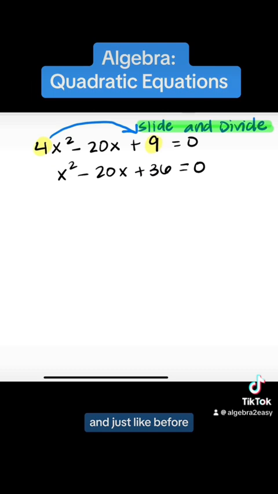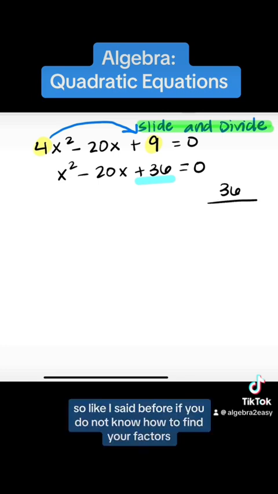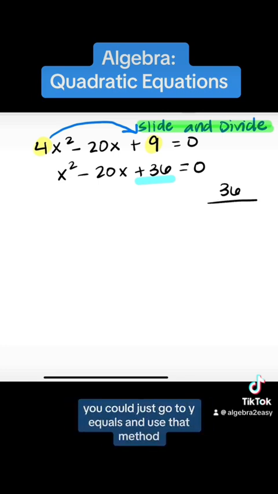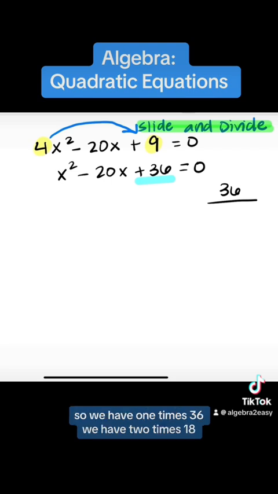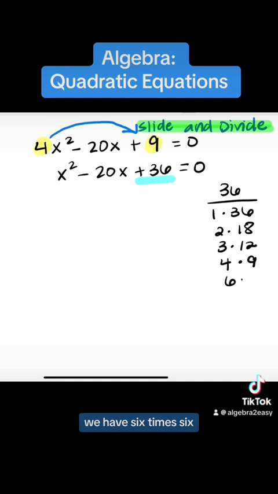And just like before, we're going to take this c value here and list all of our factors. So, like I said before, if you do not know how to find your factors, you can just go to y equals and use that method. So we have 1 times 36, we have 2 times 18, we have 3 times 12, we have 4 times 9, we have 6 times 6.